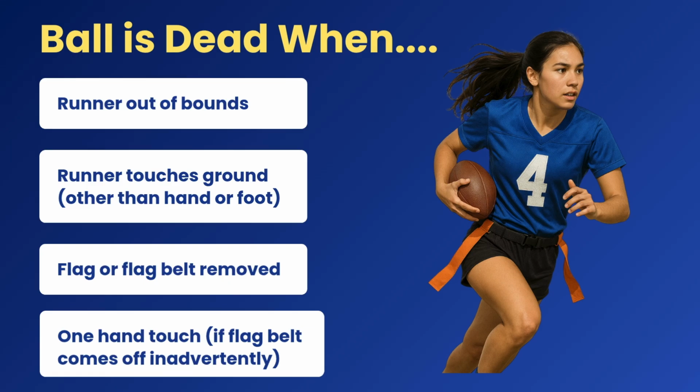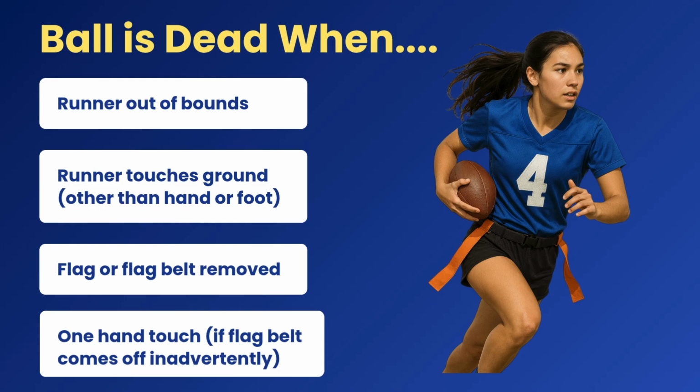They can put their hand down. A runner can put their hand down to keep their balance. They also could put the ball on the ground to keep their balance, as that's the extension of their hand. But if that ball is to come loose and touch the ground, now that's a fumble and the ball is dead at that spot. Obviously, if the flag or the flag belt, so our entire flag belt will be removed with these style flag belts, the runner's down at that spot.